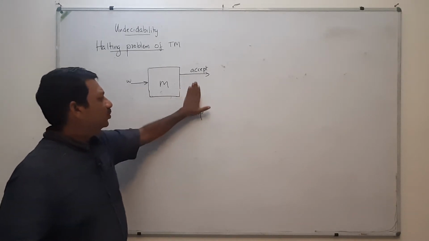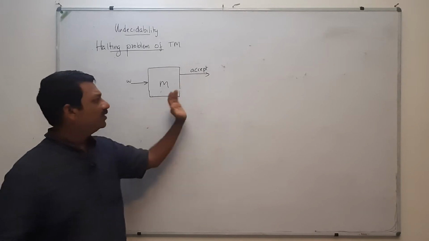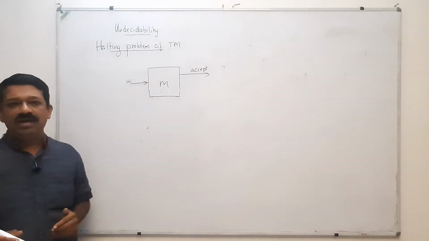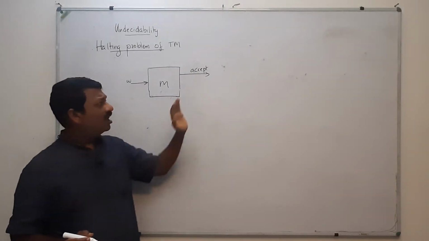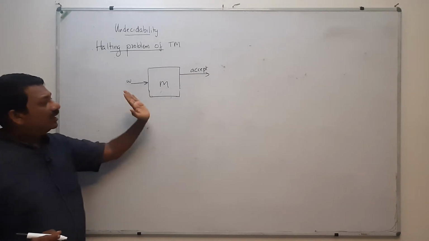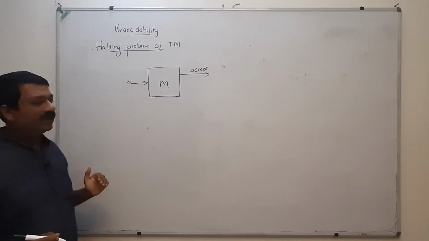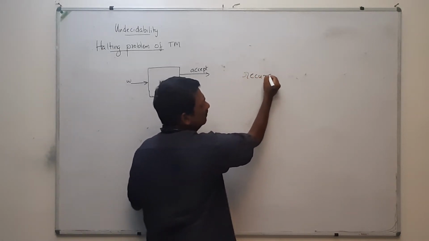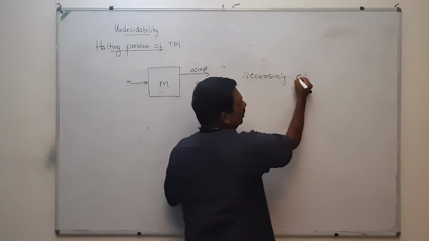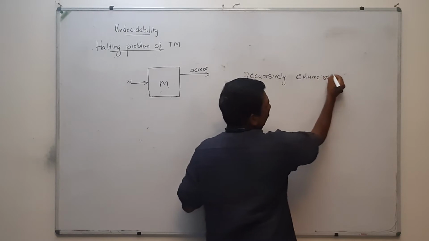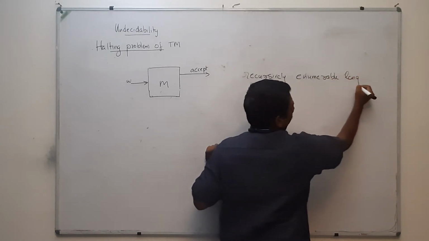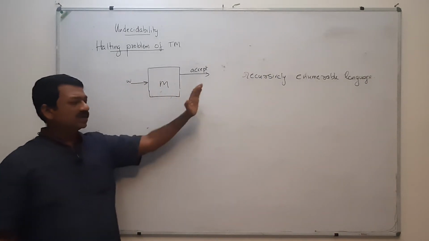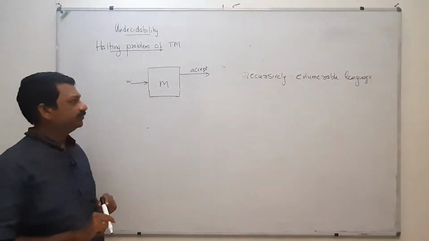And generally speaking, a Turing machine is accepting valid strings and it is not rejecting. That is the halting problem of Turing machine. And the language accepted by a Turing machine is said to be recursively enumerable. Language accepted by a Turing machine is said to be a recursively enumerable language.